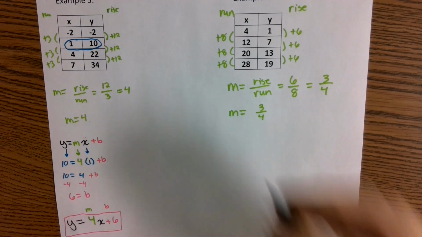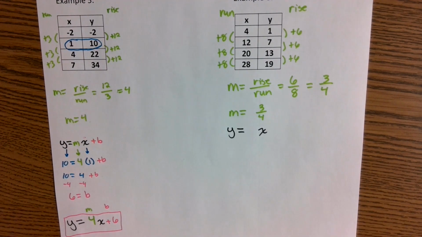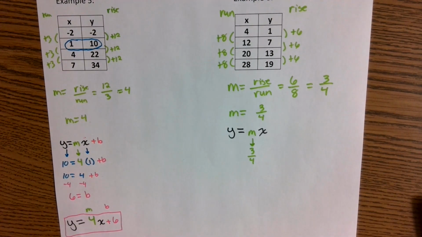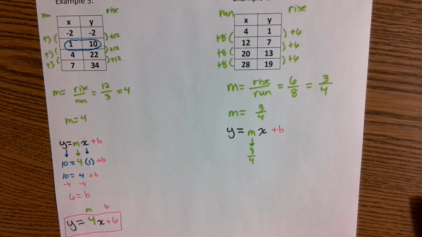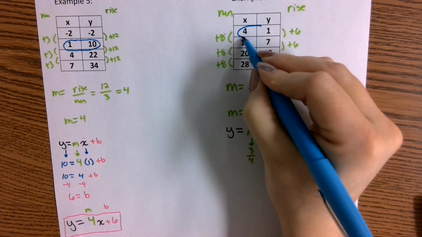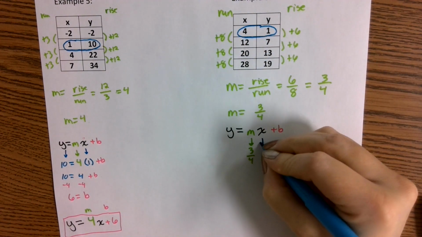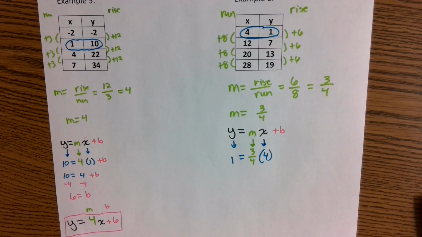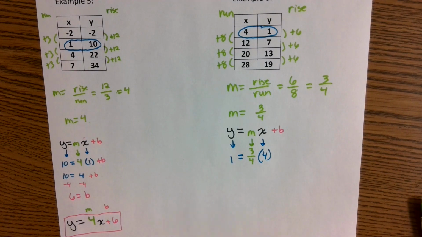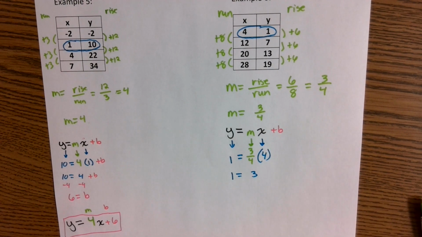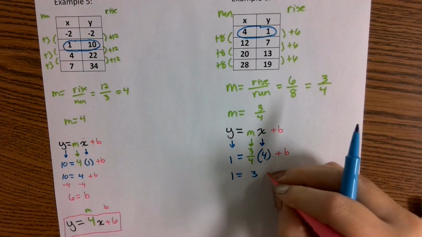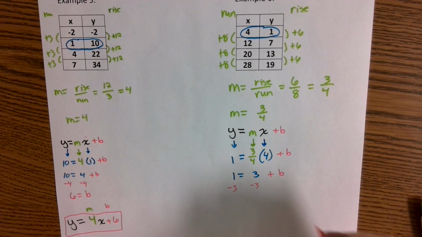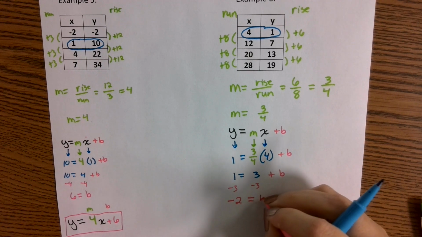Now I'm going to replace it into my equation. I have y is equal to mx plus b. I'm going to replace that m with 3 over 4. Pick any point. I'm going to pick that first point. Nice and simple here. I'm replacing my x with a 4 and my y with a 1. What's 3/4 times 4? 3. So we have 1 is equal to 3 plus b. Then I just subtract 3 from both sides, and what do I get? Negative 2. So b is equal to negative 2.